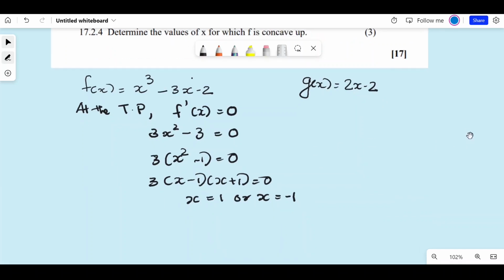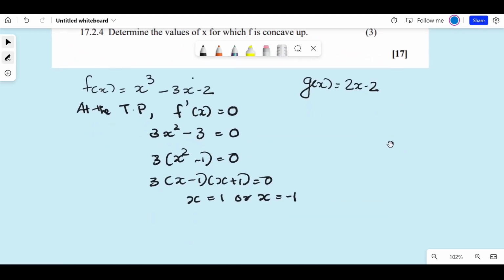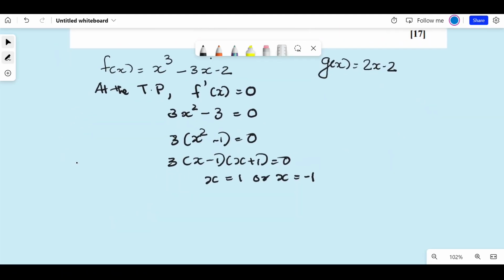Now, one turning point, I think it's already on the x-axis. So we got two answers, 1 and negative 1. You can see negative 1 is the x-coordinate of A, and 1 is the x-coordinate of B. For negative 1, the y-coordinate is already 0 because it touches the x-axis. Let's find the y-coordinate of B now. So when you got the turning points, you can already see that A is negative 1 and 0. But we have to find the y-coordinate of B before we write the coordinate.